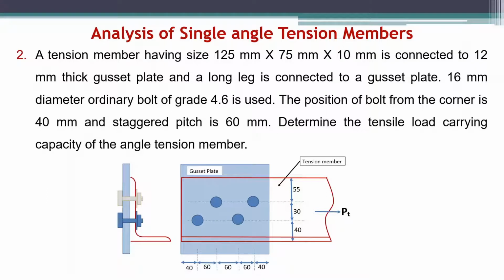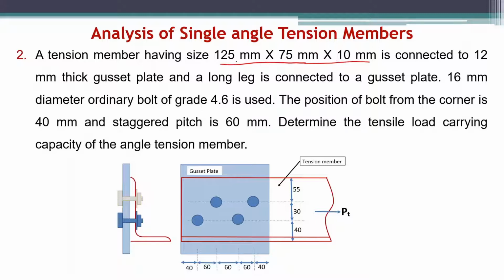Numerical 2 on analysis of tension member. Today we are going to solve an analysis problem on a single angle tension member. A tension member having size 125 mm by 75 mm by 10 mm.